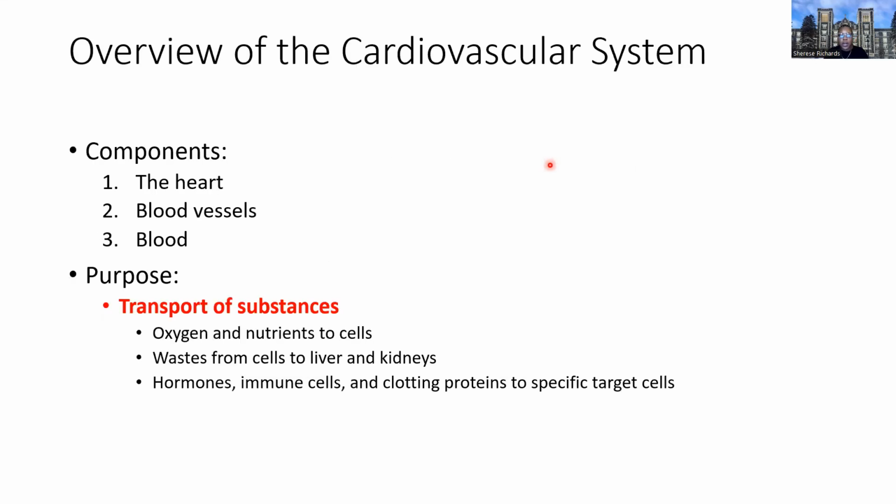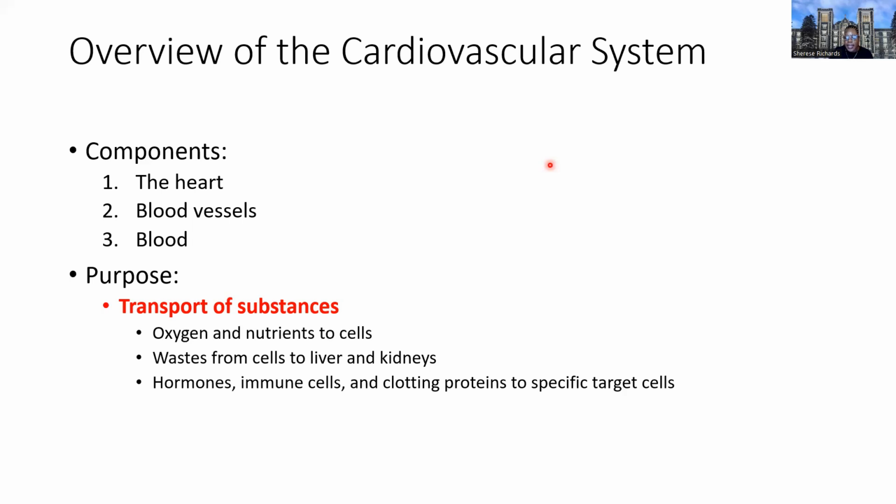And the components are the heart, which is the muscular pump, the blood vessels, which run throughout the body, and they include both veins and arteries, as well as capillaries, and then the actual blood that is inside these vessels. All three of these components are essential to the overall functioning of the cardiovascular system. The function is to transport substances. What are some of those things? Oxygen and nutrients to all of our cells.